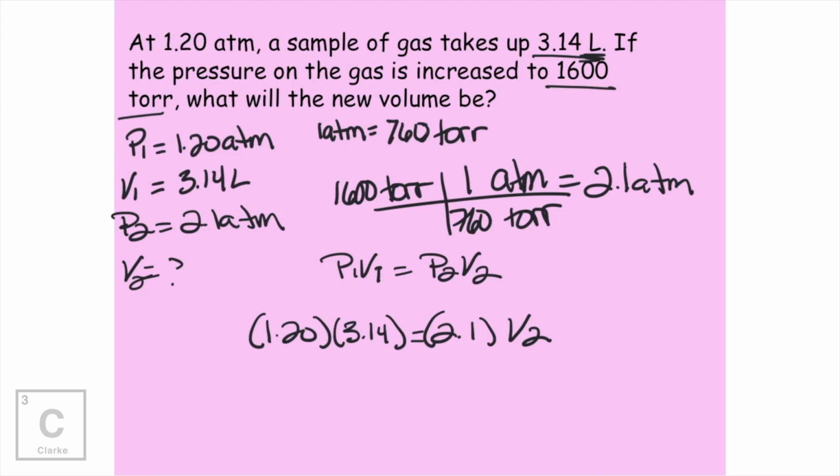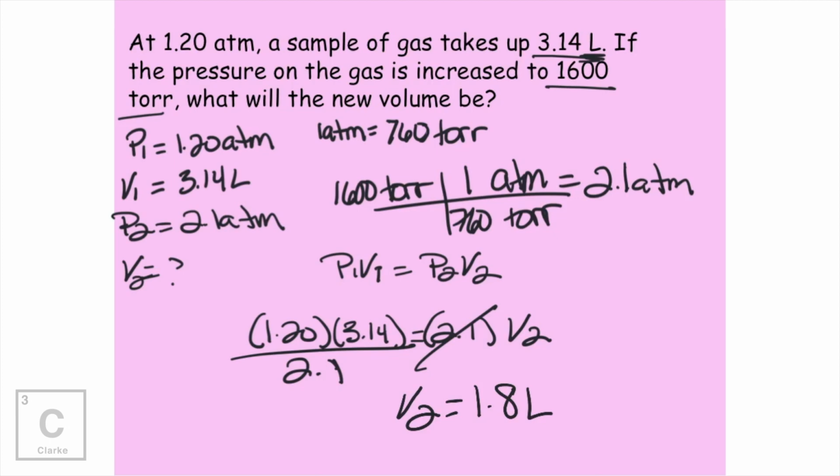Now I'm trying to get V2 all by itself, and right now it's being multiplied with 2.1. So I've got to get it over to the other side by dividing. Okay, so now we have V2 equals 1.2 times 3.14 divided by 2.1. We don't need any parentheses or anything. I've got 3 sig figs, 2 sig figs, 3 sig figs. 2 sig figs is going to win. And so volume 2, I'm getting 1.8. And remember, that has got to be liters.